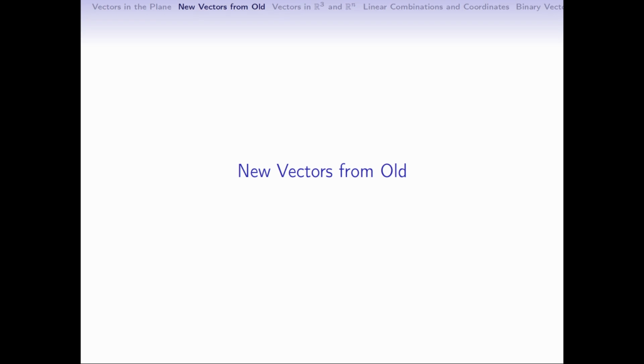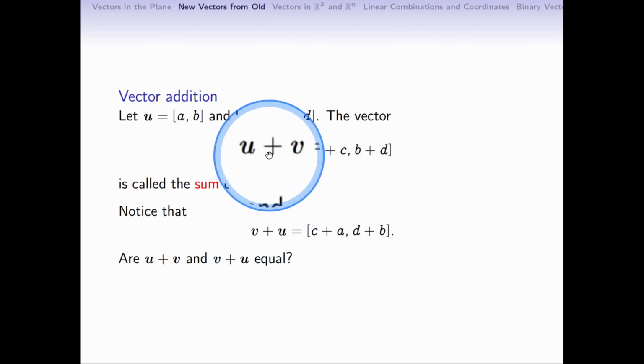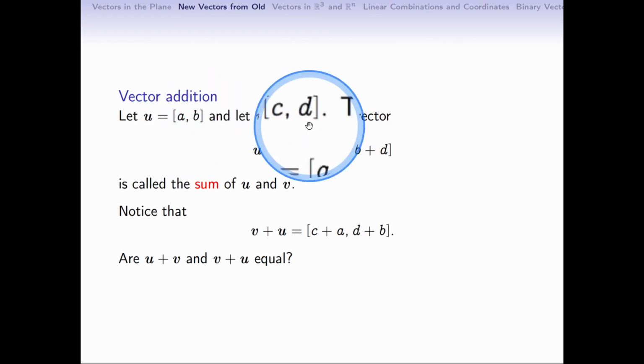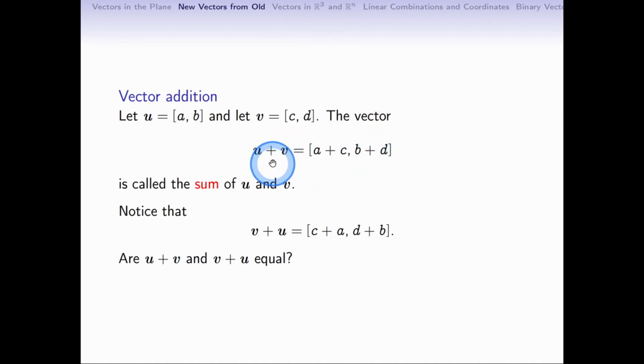Let's begin with vector addition. Let U be a vector with components A and B, and let V be a vector with components C and D. I want to form a new vector called U plus V, and the rule is actually pretty simple. It's just add component-wise. So grab the first components, A and C, and add them together. Grab the second components, B and D, and add them together, and you get the first and second components of the sum U plus V. So it's actually quite simple. So vector addition is quite simple.